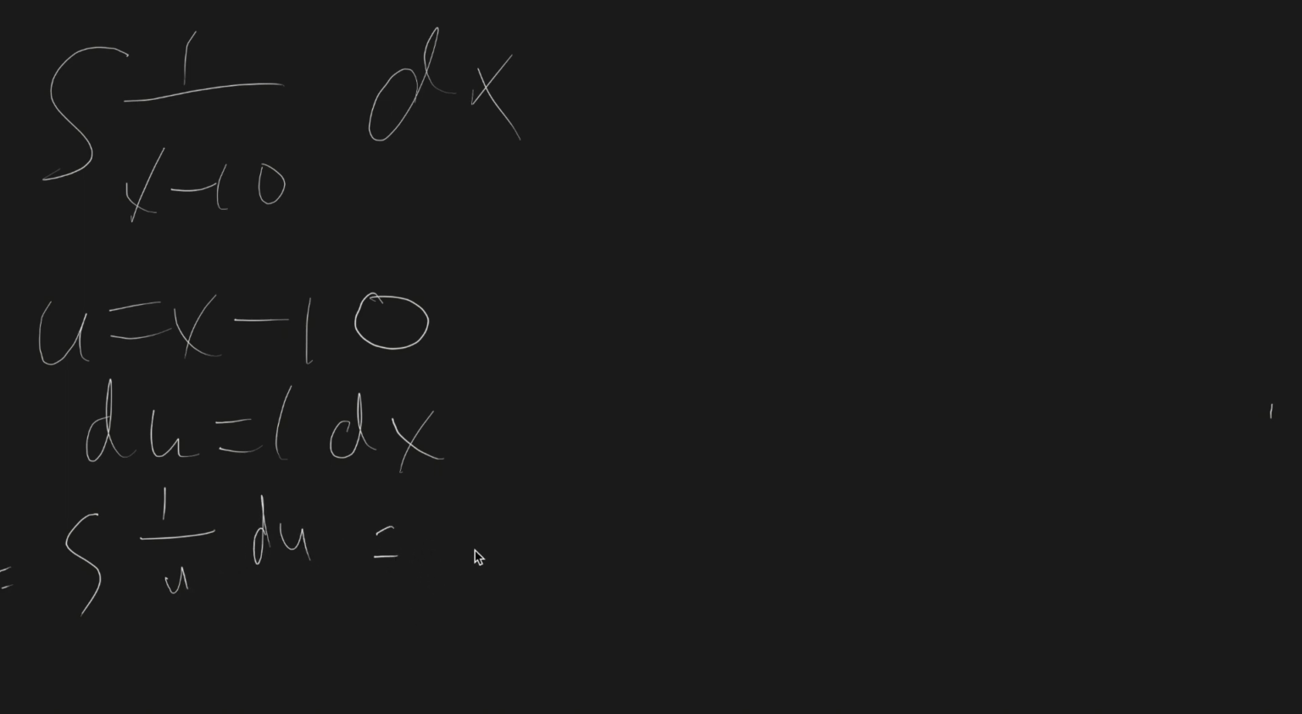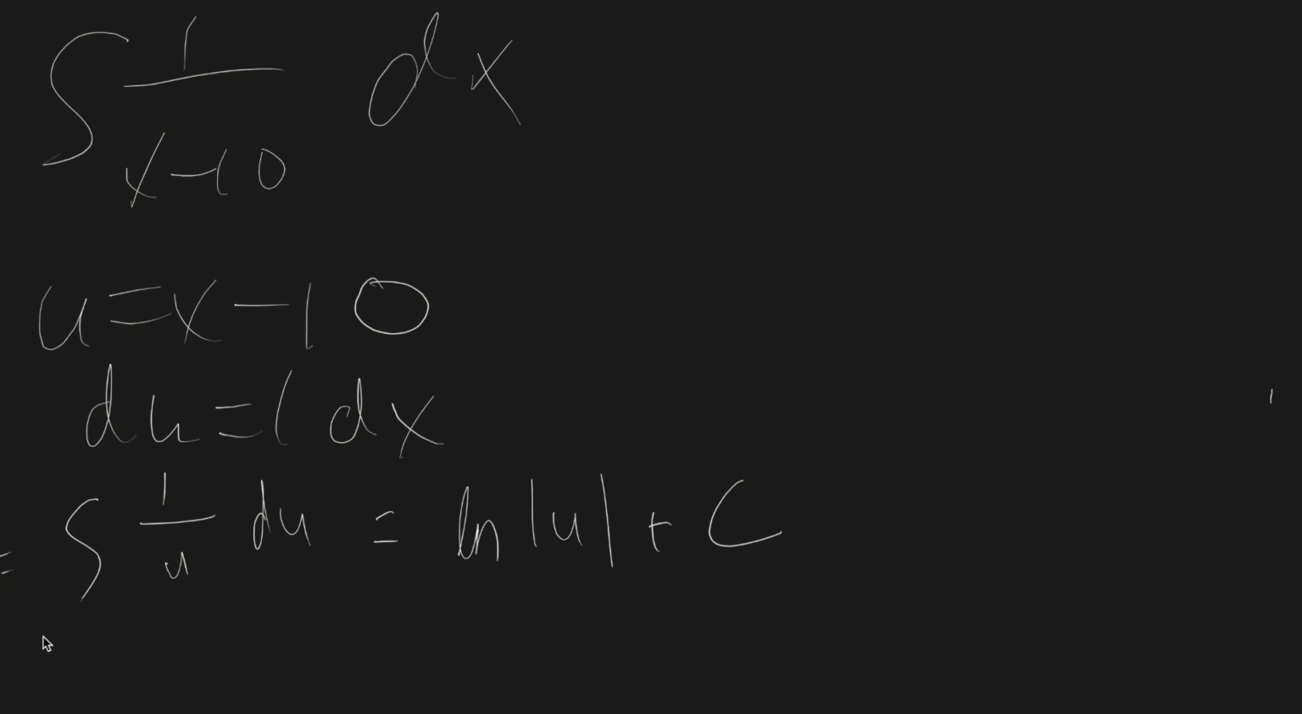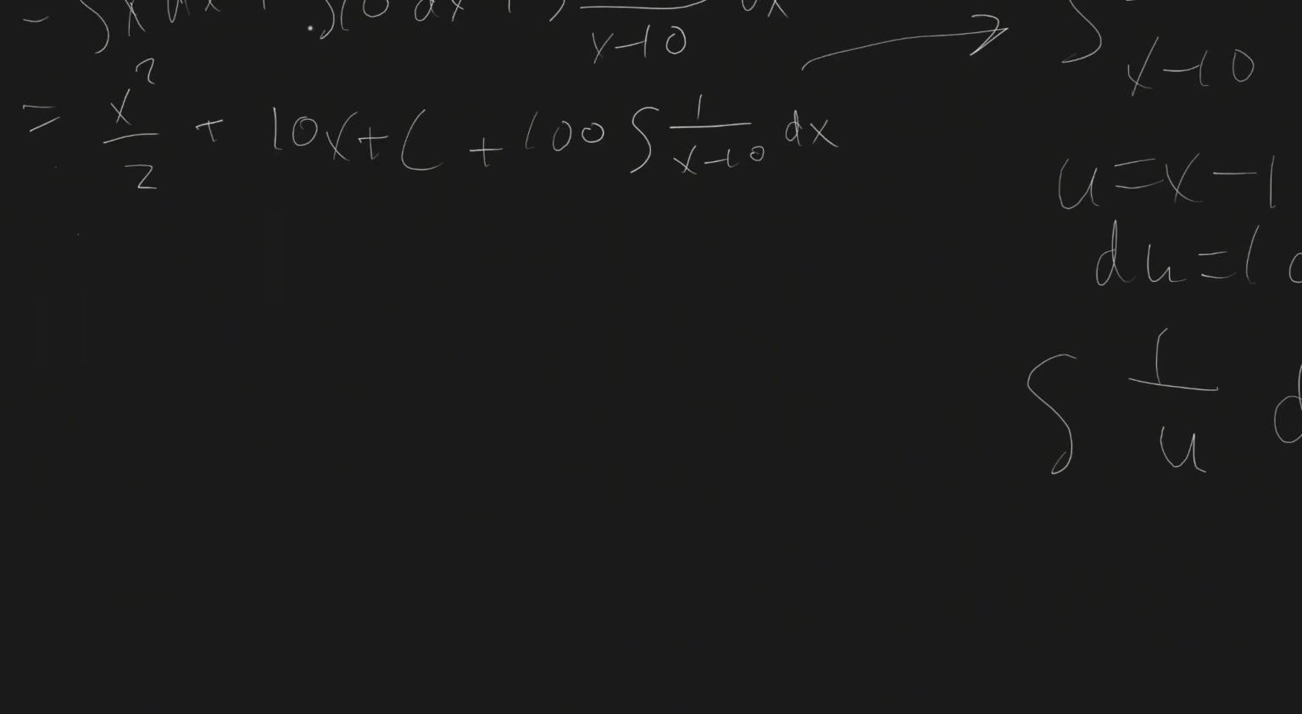Notice how this is equal to ln of the absolute value of u plus c. This means that our integral comes out to the ln, the absolute value of x minus 10 plus c. So when we bring everything together, it becomes, and again, I'll write the plus c at the very end. It becomes x squared over 2 plus 10x plus 100 ln |x minus 10| plus c.